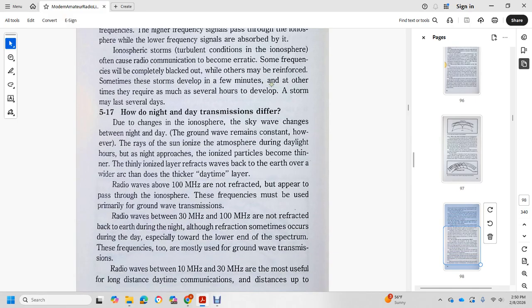5:17. How do night and day transmission differ due to the change of the ionosphere? The skywave changes between night and day, while the ground wave remains constant. During the daylight hours, the rays of the sun ionize the atmosphere. At night, the ionized particles become thinner, and the thinner ionized layer refracts the wave back to the earth over a wider arc than does the thicker daytime layer.